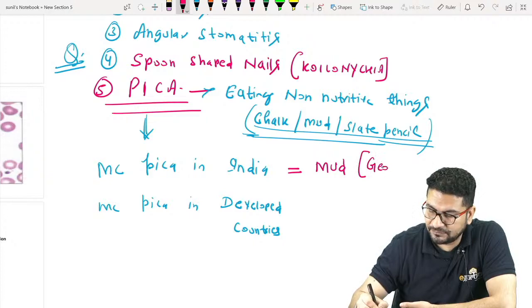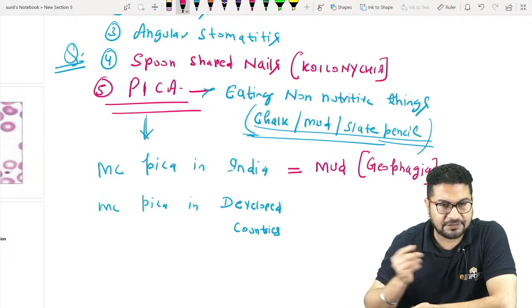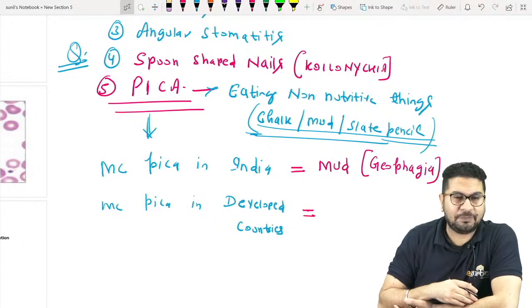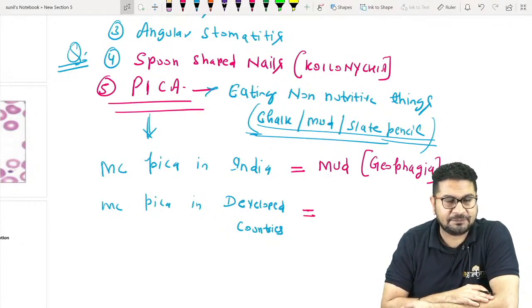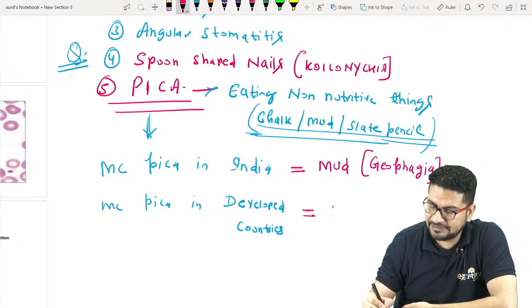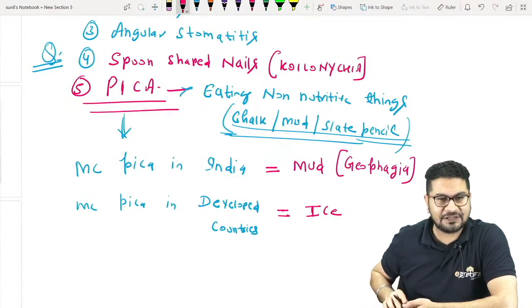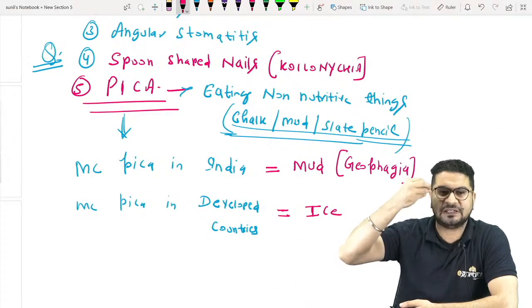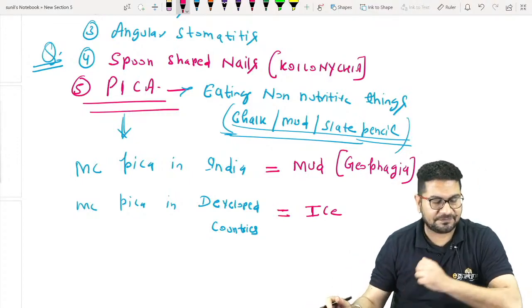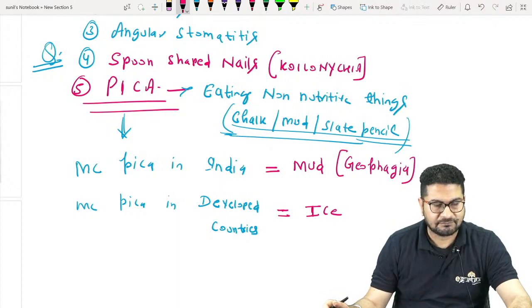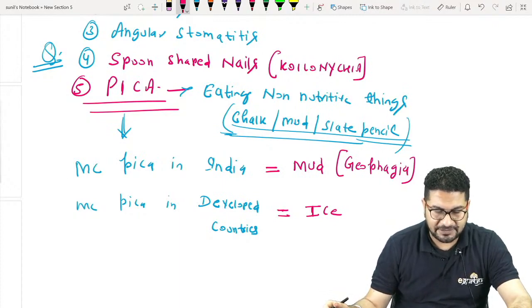We call this geophagia. So remember, Indians are connected to the land, they eat things from the land. In foreign countries there is no mud, what is there on the roads? There is snow. In foreign countries they have ice on the road, so they eat ice. These children in the foreign country will pick up ice from the road and eat ice. That is the most common pica. In developed countries it will be ice. Am I clear? In developed country it will be ice.